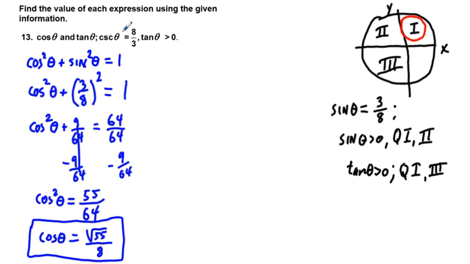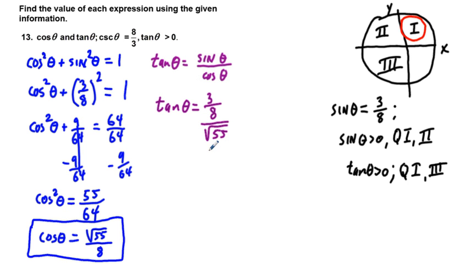Next, we're going to find the tangent. Tangent theta is equal to sine theta over cosine theta. In this case, tangent theta is equal to our sine, which is 3/8, divided by cosine theta, which is the square root of 55 over 8. Dividing by a fraction is the same as multiplying by its reciprocal, so we have 3/8 times 8 over the square root of 55. And so we cancel 8 over 8.